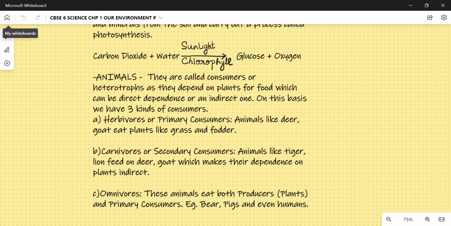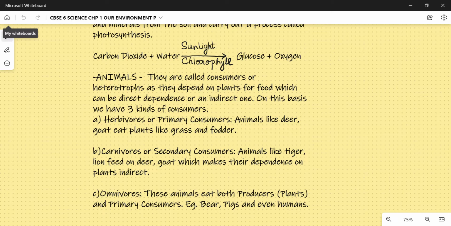Animals like deer and goat eat plants like grass and fodder. The second kind of consumer are carnivores or the secondary consumers. Animals like tiger and lion feed on deer or goat, which makes their dependence on plants indirect.